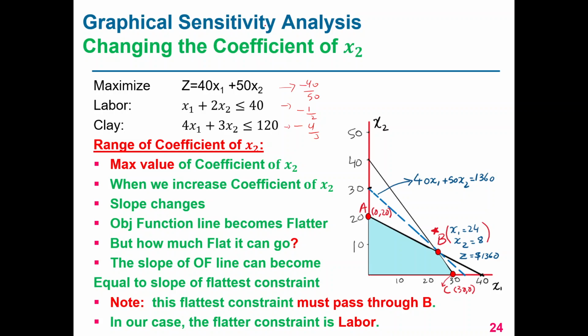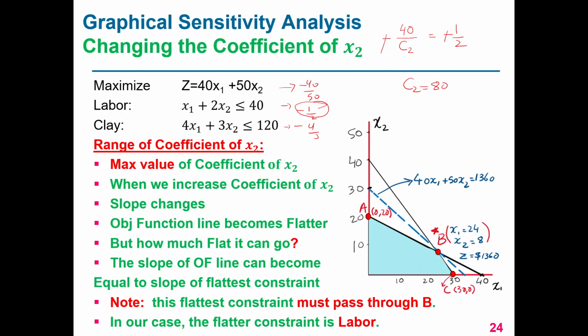So with this discussion in mind, now we will find out the maximum value of the coefficient of x2. As we are not looking into the change of the coefficient of x1, we will keep the x1 coefficient at its original value, and we will replace 50 by c2, and this should be equal to minus 1 by 2, which is the slope of the flattest constraint. So the minus signs get cancelled, and c2 is equal to 80.